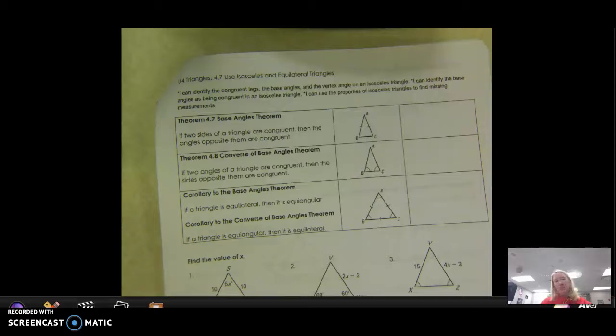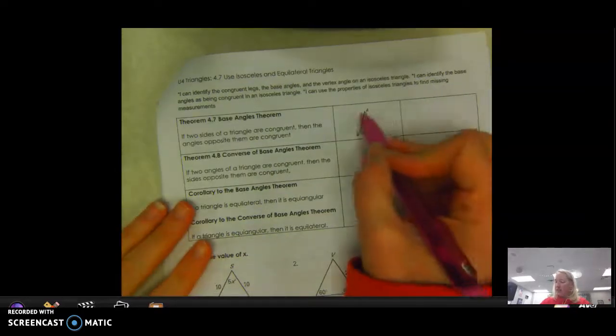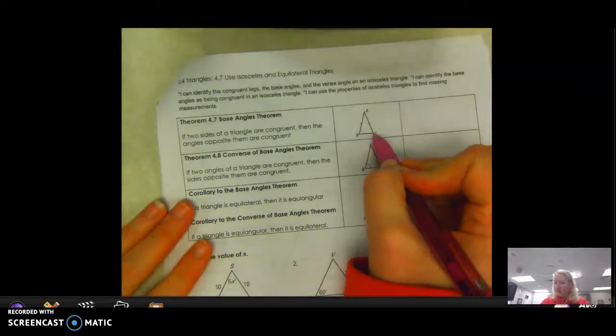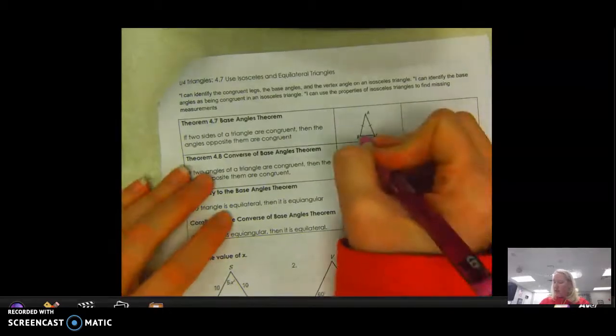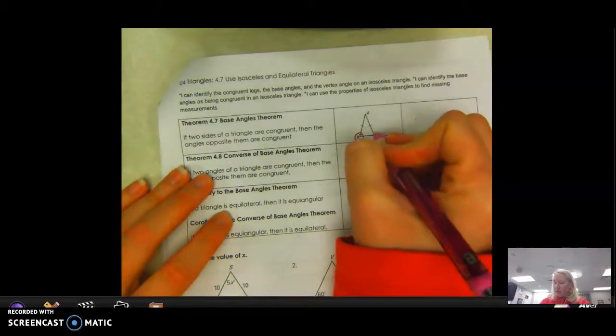Okay, so base angles theorem. We have one section left of Unit 4, and then you will have a test this week on Wednesday over Unit 4. Base angles theorem: if two sides of a triangle are congruent, so they're saying that AB is congruent to AC, then the opposite angles are also congruent. So that would mean that angle B is congruent to angle C.